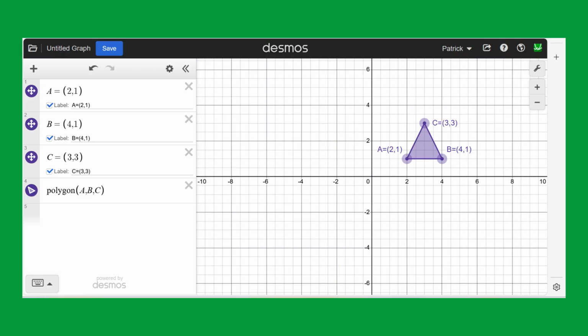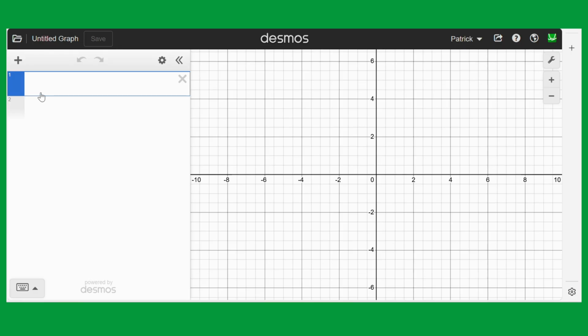Step 1. Set up your original figure. Open Desmos in your browser. We're going to use a simple triangle. Let's define its vertices and label them. A equals (2, 1) into the first line in Desmos.